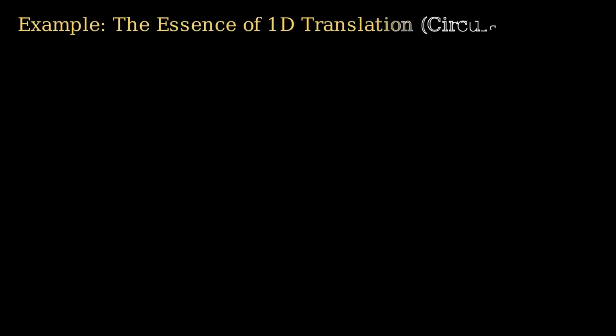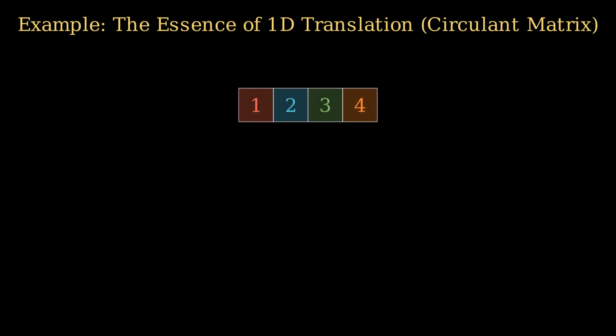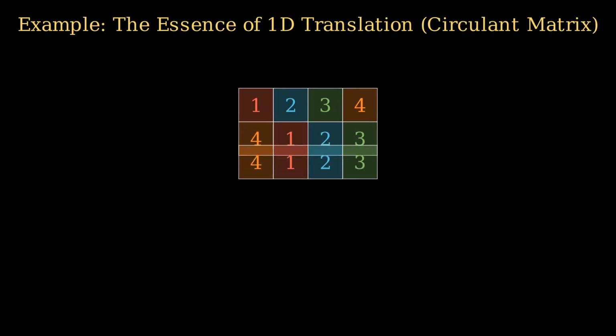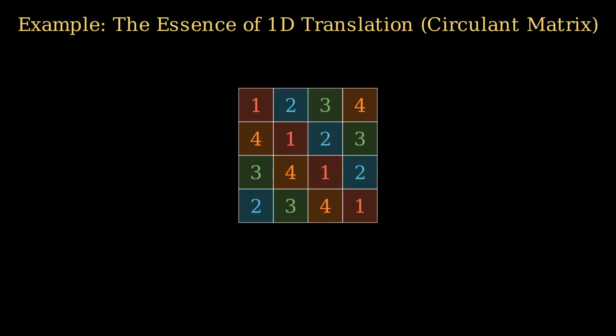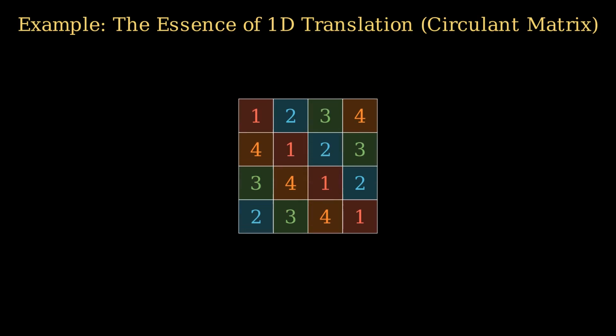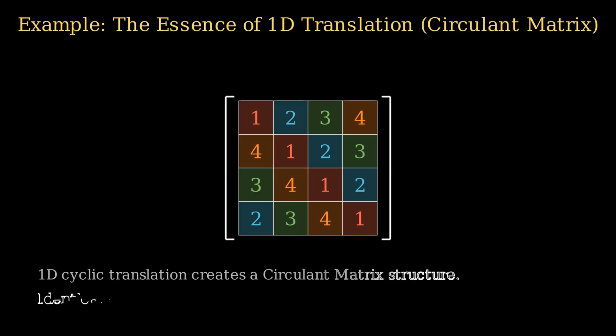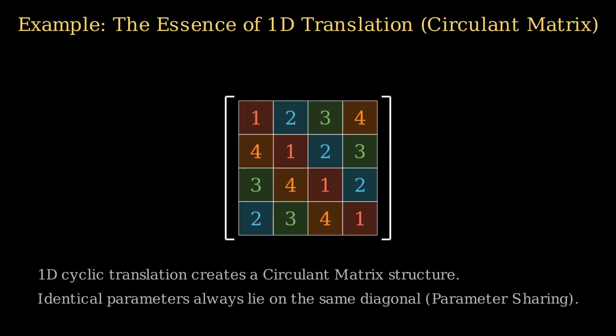Let's view a classic example, 1D cyclic translation, which is the foundation of convolutions. We begin with a base weight vector containing 4 unique parameters. If the data shifts, the neural network weights must shift cyclically as well to maintain equivariance. We duplicate and shift the vector step by step. This stacked operation forms a circulant matrix. Notice how the same parameters align perfectly along the diagonals. This is the visual essence of parameter sharing in CNNs.